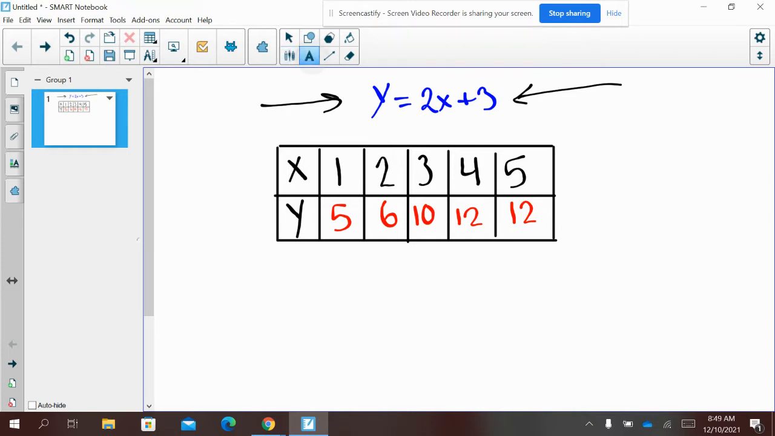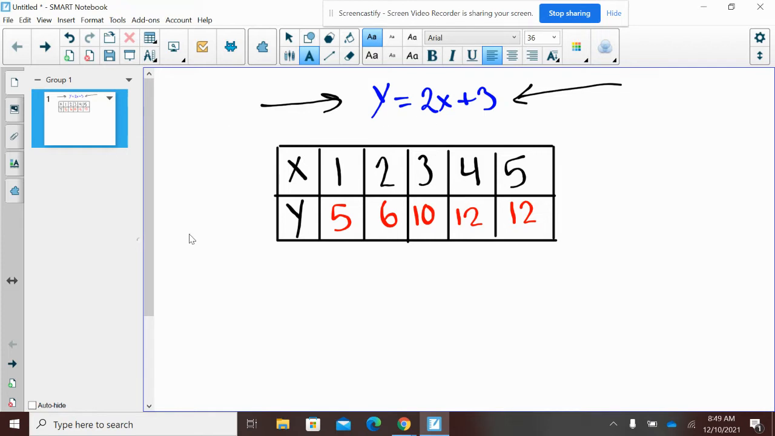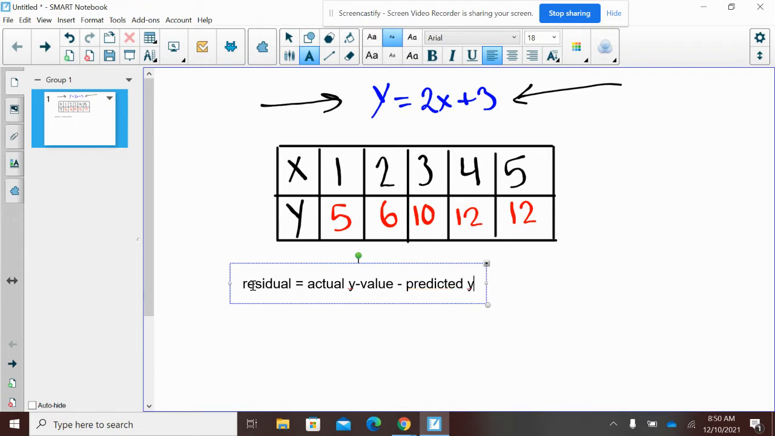So just so that you guys know, a residual, let me type it out. So a residual is equivalent to the actual y value obtained from the data table. So in this case, 5, 6, 10, 12, and 12, minus the predicted y value. And we get that from using the trend line.